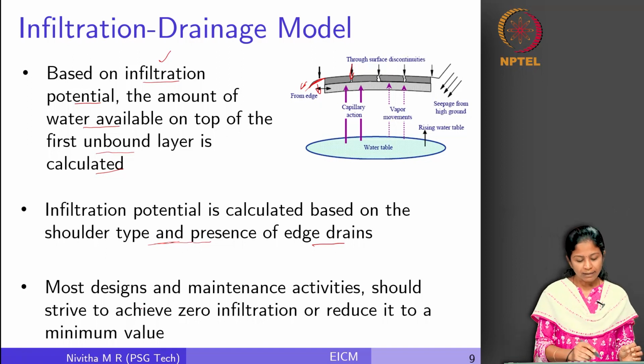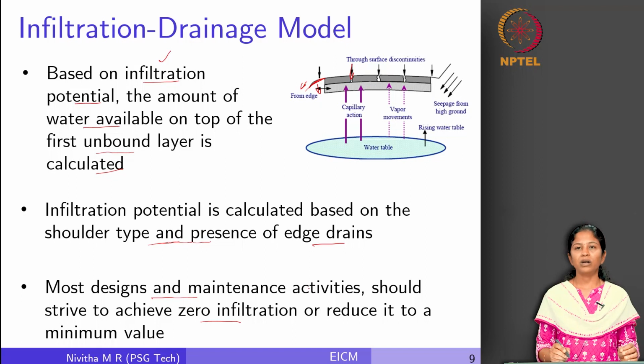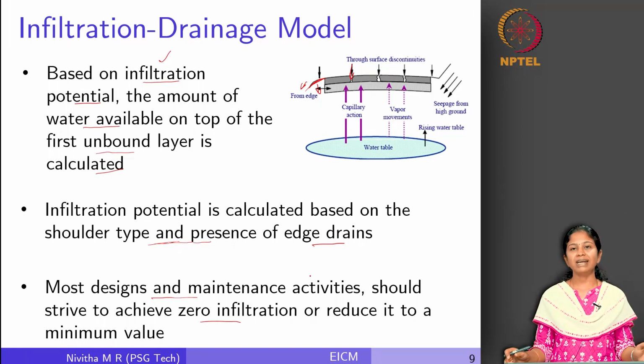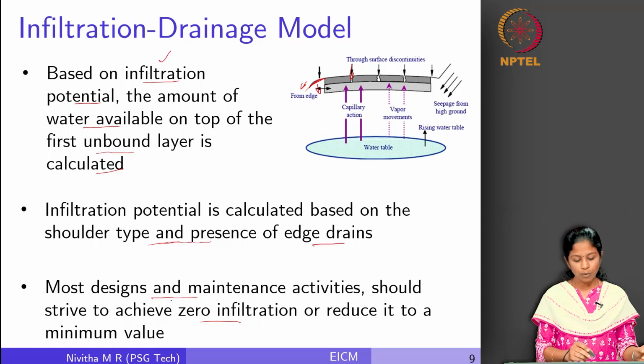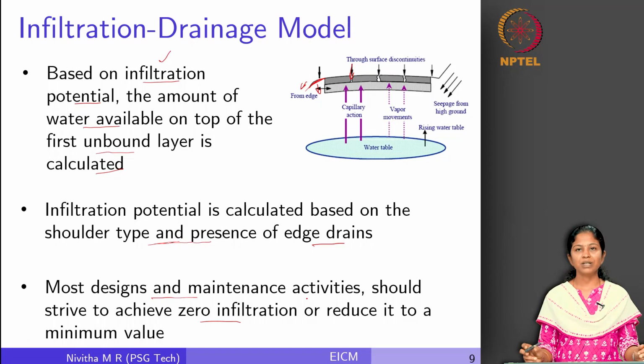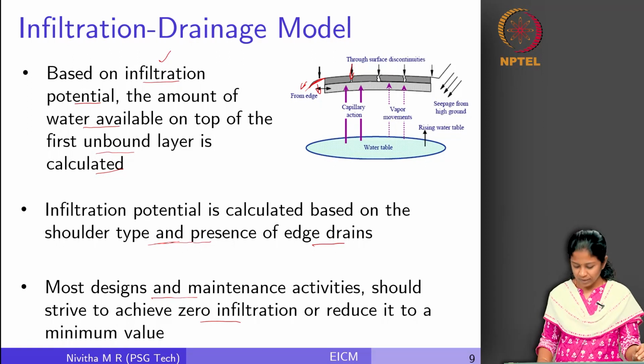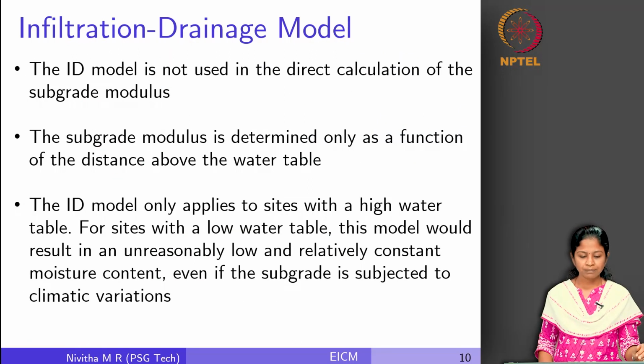And then they also say that most design and maintenance activity should achieve zero infiltration. Basically, whatever is the water that is falling on the surface of the pavement, we should hardly let any water enter inside the pavement system. We should drain it off on the sides as quickly as possible, right. So, most design and maintenance activities should try to achieve zero infiltration, or if it is not practically possible, reduce it to a minimum value as much as possible, right. So, this is with regard to the infiltration and drainage model.